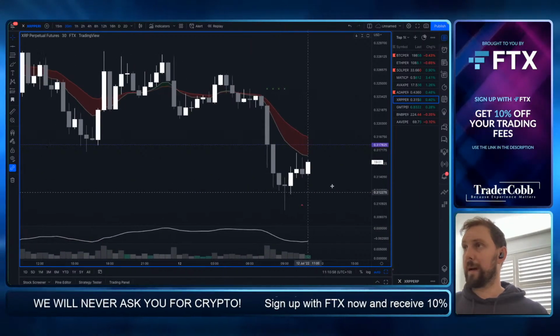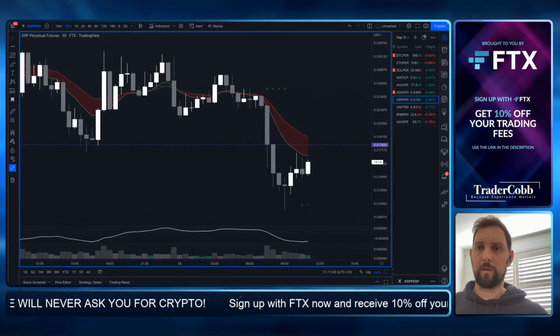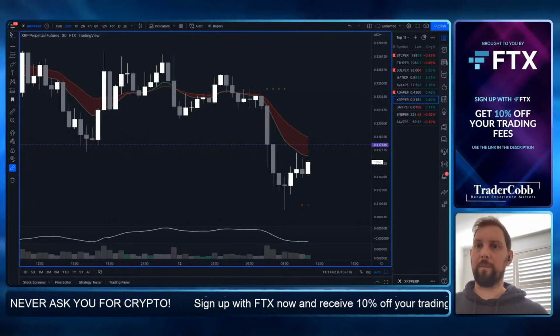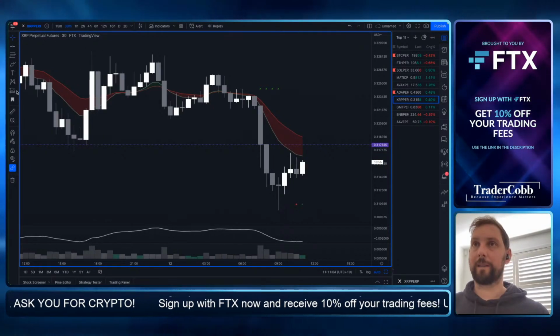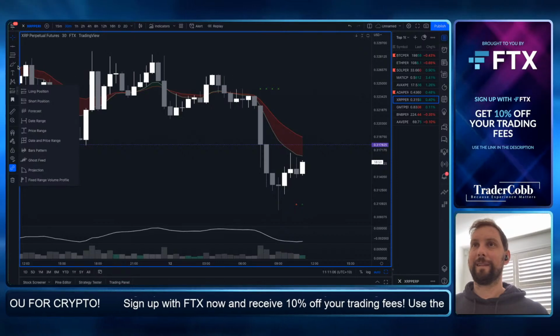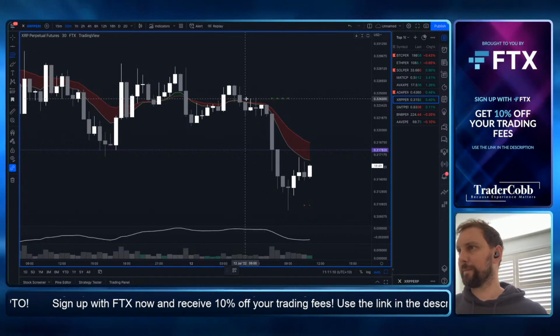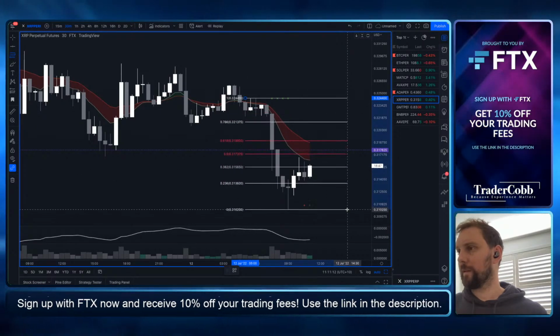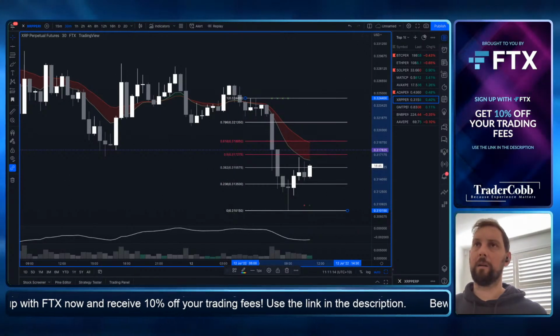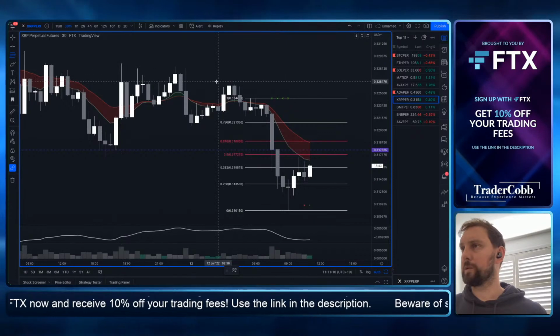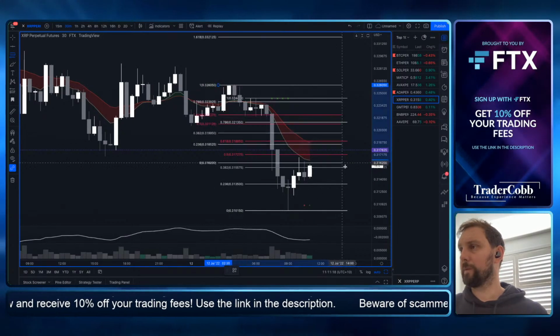Okay, we get a pullback here on the 30. Yeah, Matic's pumping. Matic's pumping a lot. Maybe there's a news event or something. It's interesting to watch during these sell-offs which pairs pump and which pairs don't.